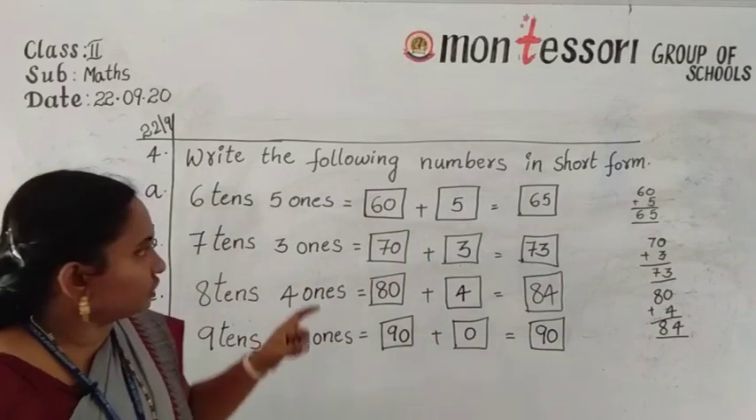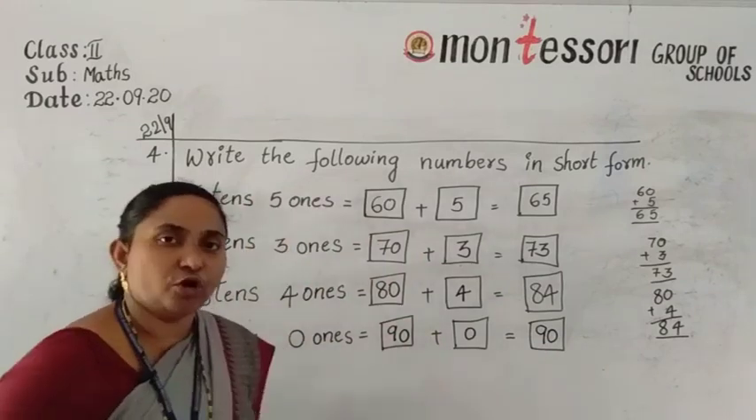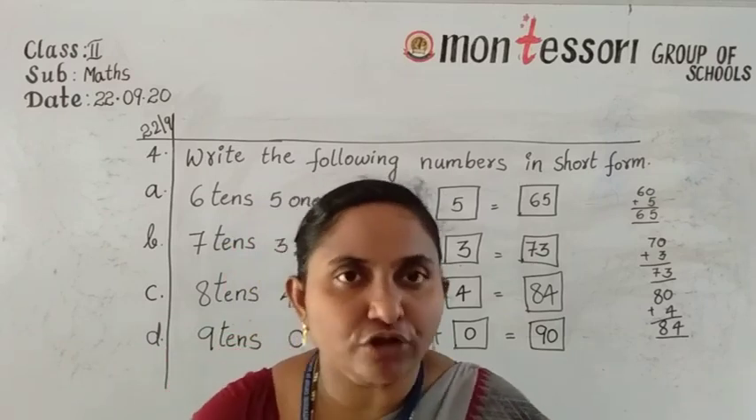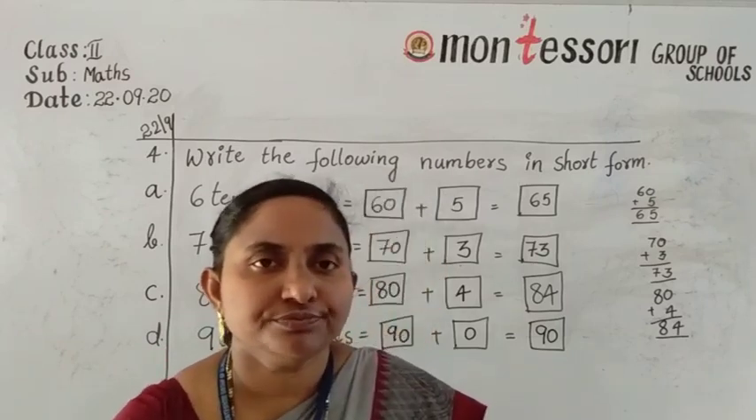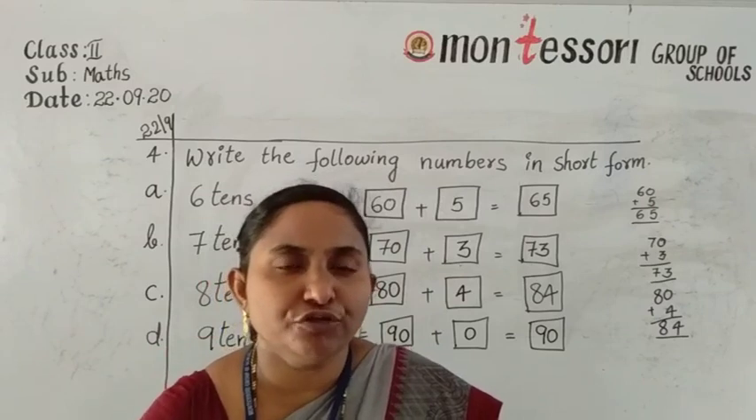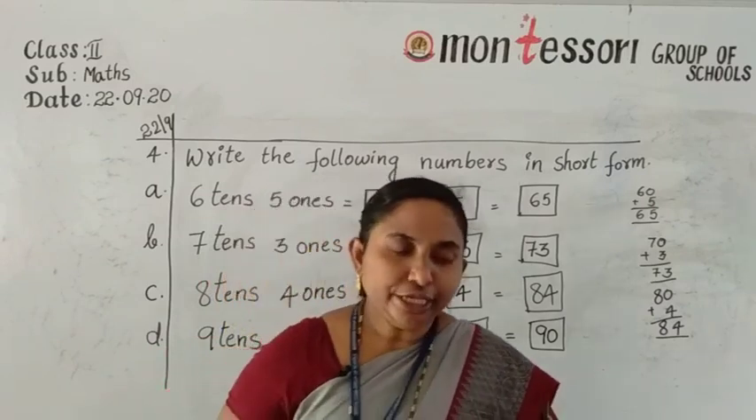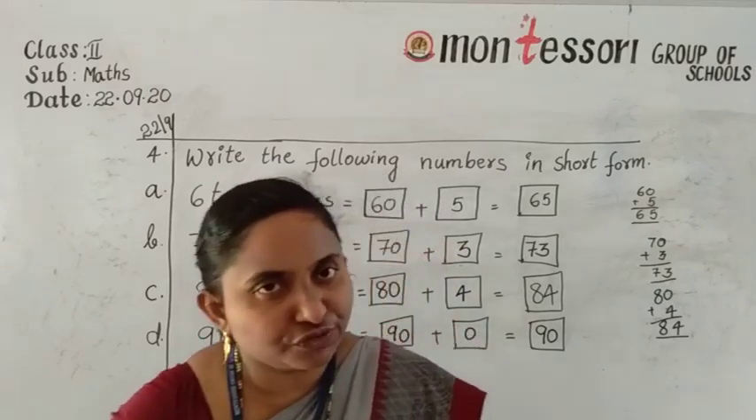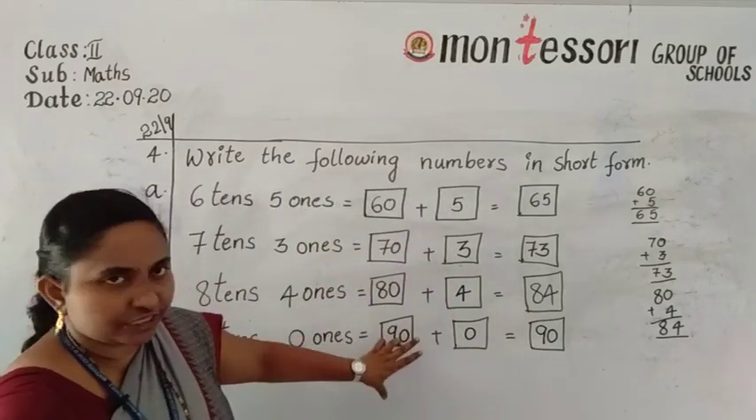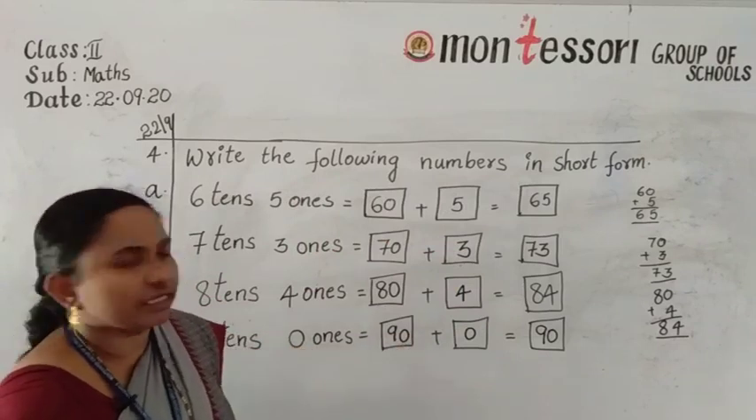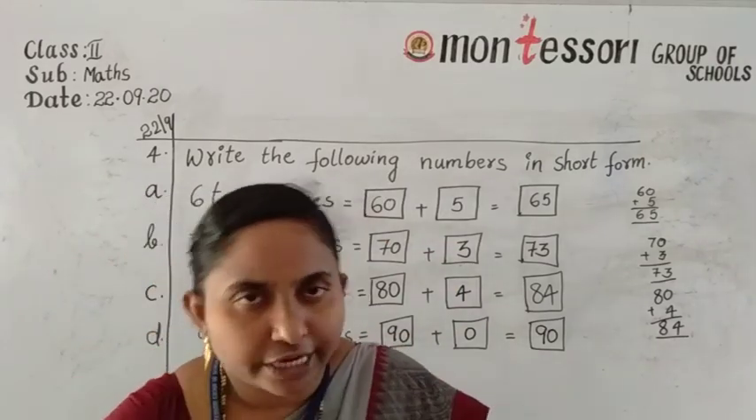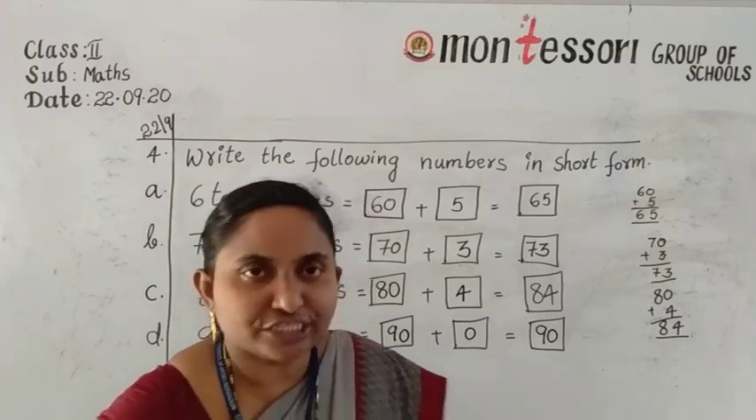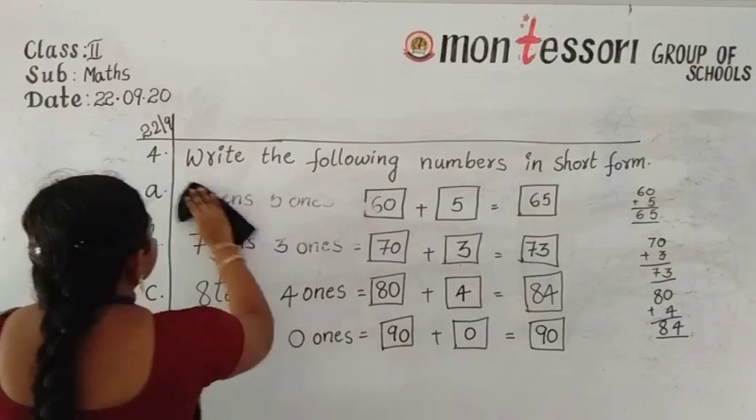Understood, all of you? So these 4 problems you can write in your classwork. Now close your classwork, all of you, and take your textbook. So classwork is finished. Now complete your classwork and close it, and open your textbook page number 6.